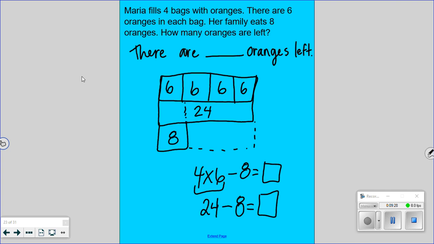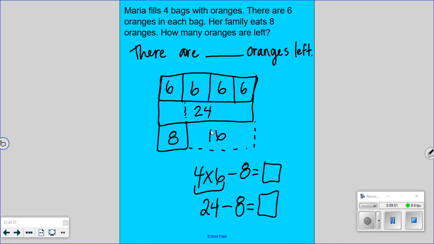Solve for the difference. Give me a secret thumb when you're done, because I want to give everybody a chance to think. Addison, what did you get? What's the difference between 24 and 8? 16. Beautiful. Give me 2 signals if you got 16.